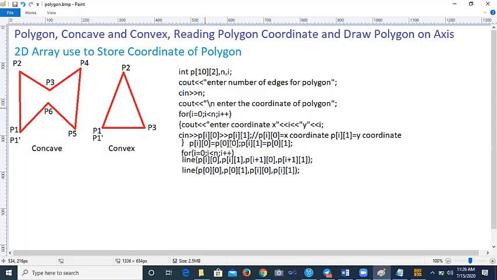This is the way you can declare your 10 by 2 two-dimensional array and use it to read the x and y coordinates one by one in P of I 0, P of I 1 for your polygon, and then draw this polygon by using a simple line function. Then implement the program. Suppose we have already completed the program, we are going to start again. The same method we are implementing again.